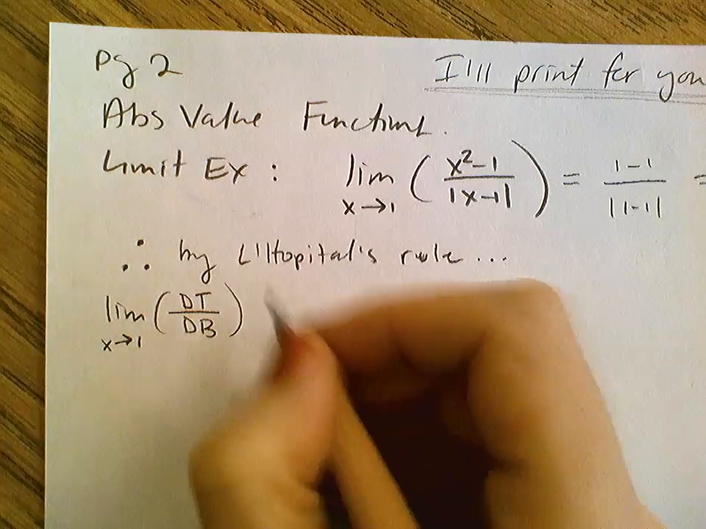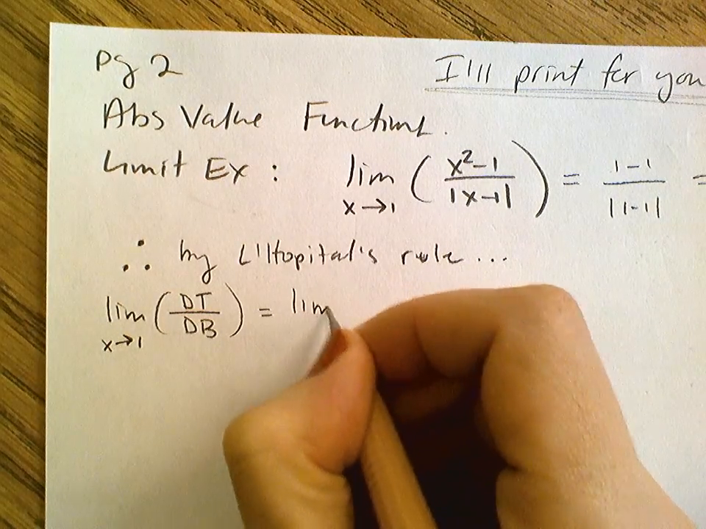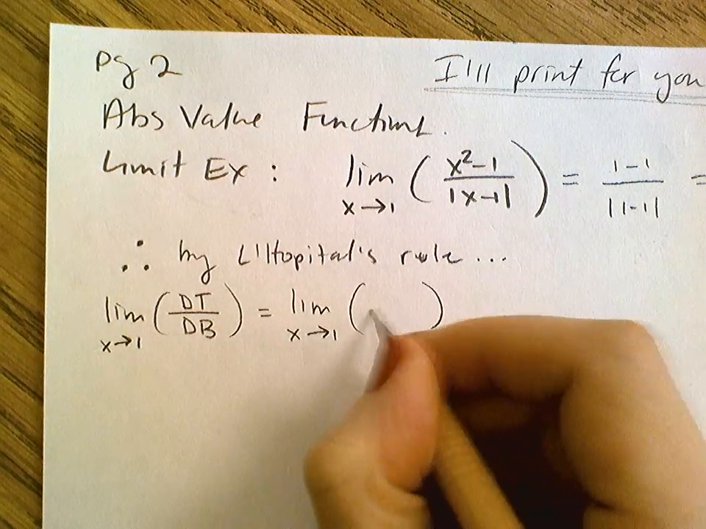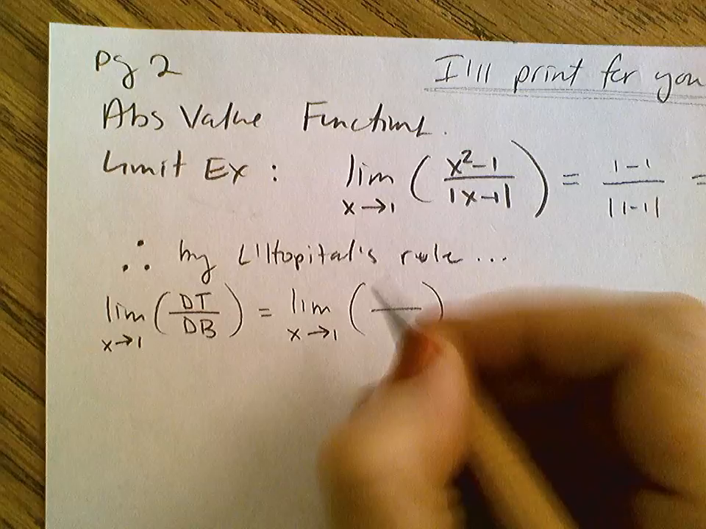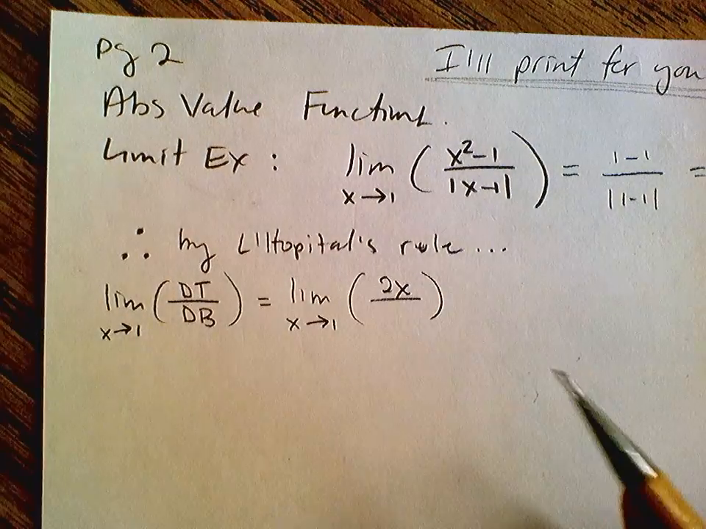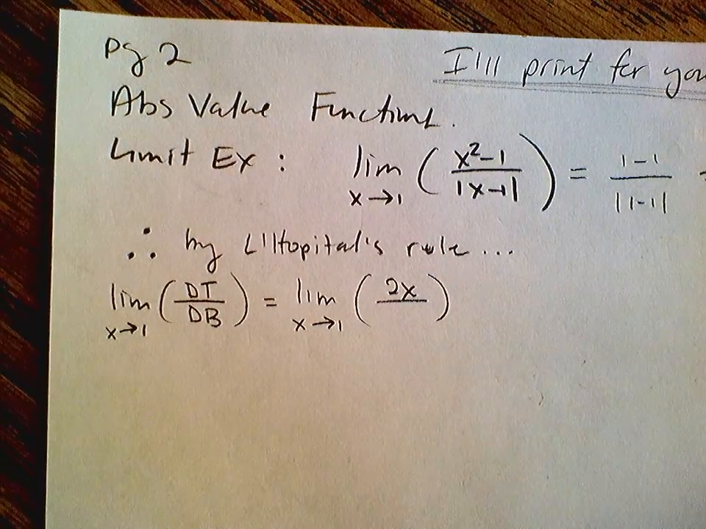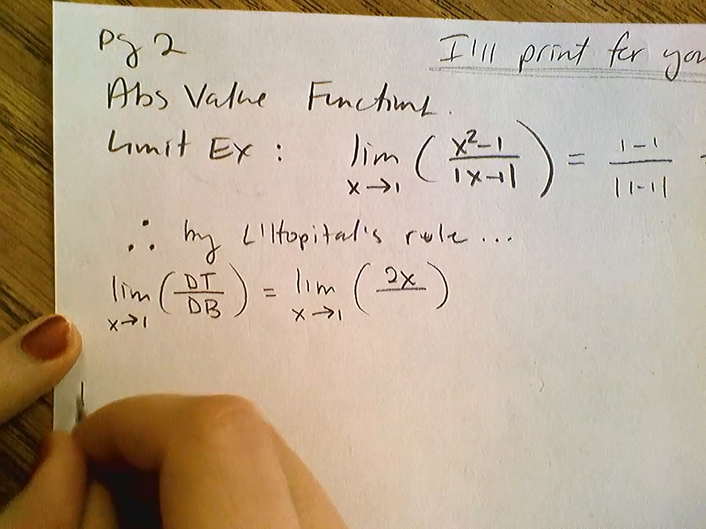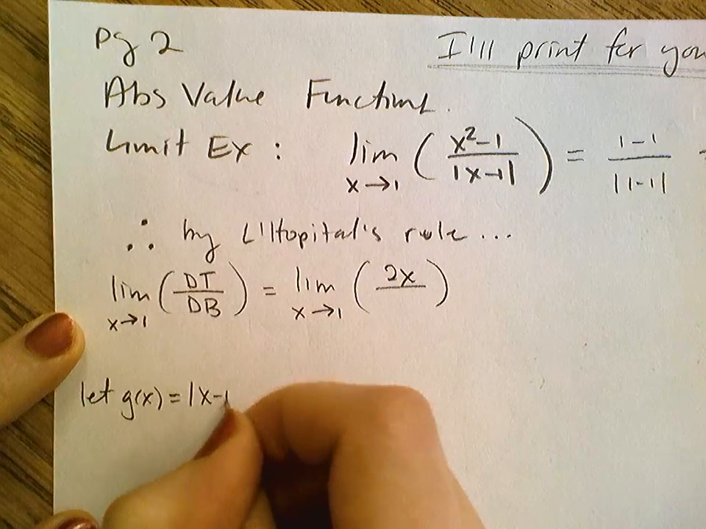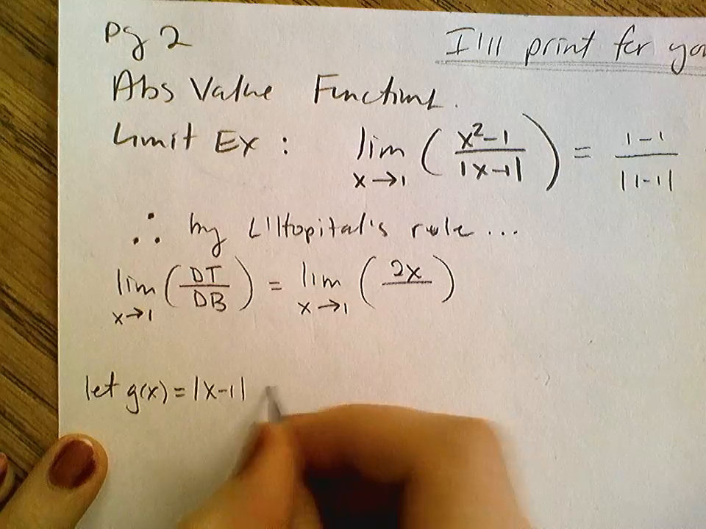And this is equal to the limit as x approaches 1. The derivative of the top is 2x. And now the derivative of the bottom; the bottom is an absolute value function, so we have to do some work here. So let g of x equal the bottom.